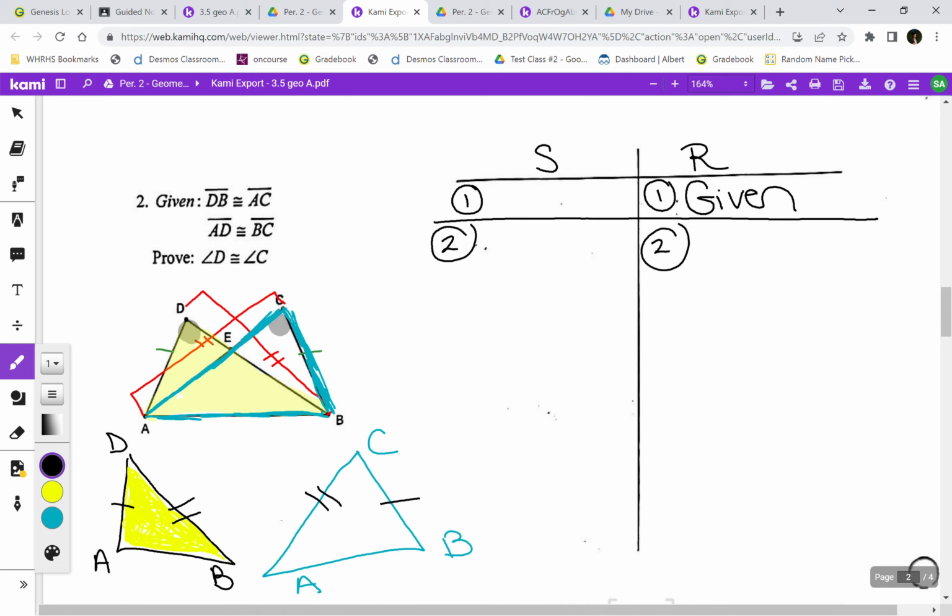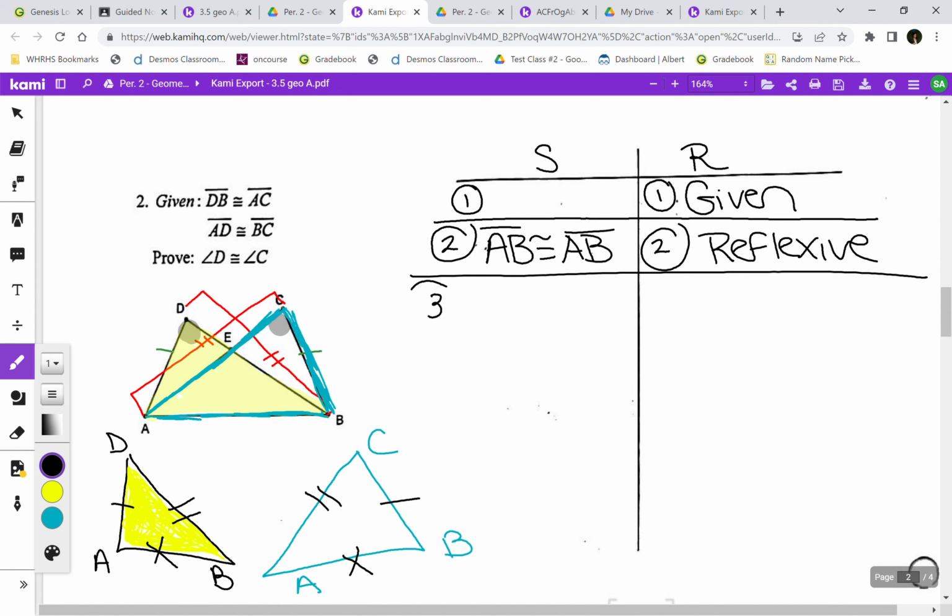Olivia. AB is reflexive. You got it. So we're going to say AB congruent to AB, reflexive. So now I can go on and I can say triangle DAB. Now I said triangle DAB. Who's going to match it up for me? Adam. CAB? CBA, good. Then that's going to match with triangle CBA.